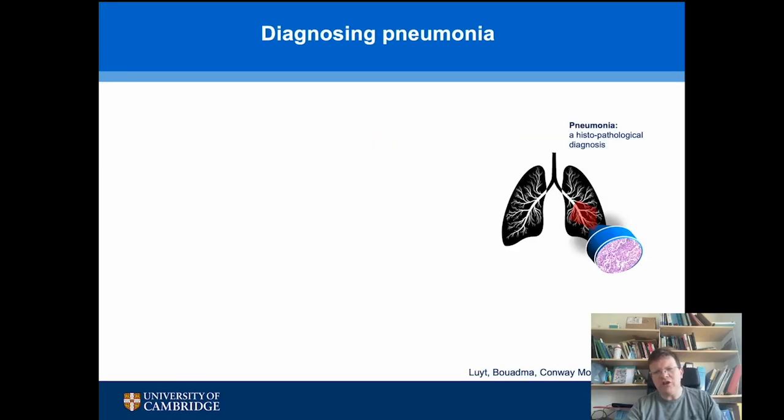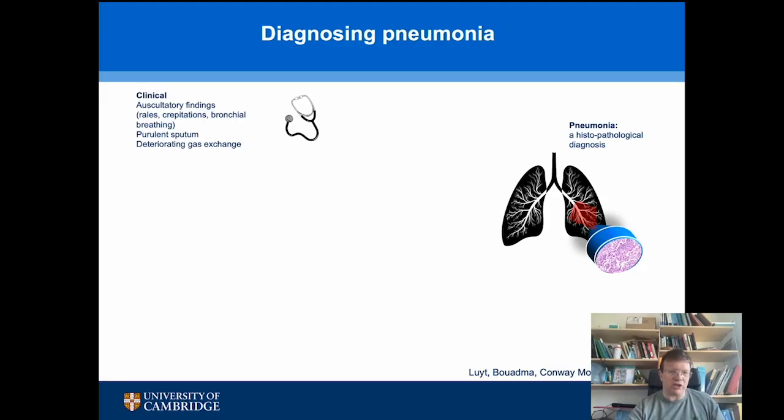When it comes to diagnosing pneumonia, as I mentioned at the beginning, fundamentally pneumonia is a histopathological diagnosis. However, getting a tissue for diagnosis in a patient, at least ante-mortem, is challenging in the ICU, to say the least, and very seldom undertaken. So therefore, we need to rely on proxy measures.